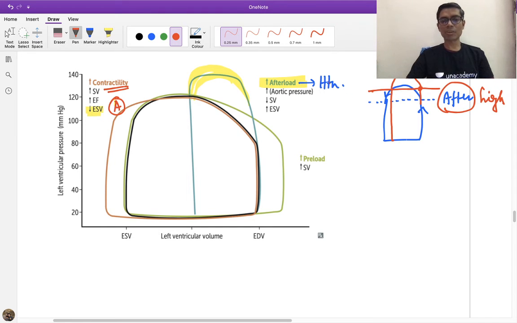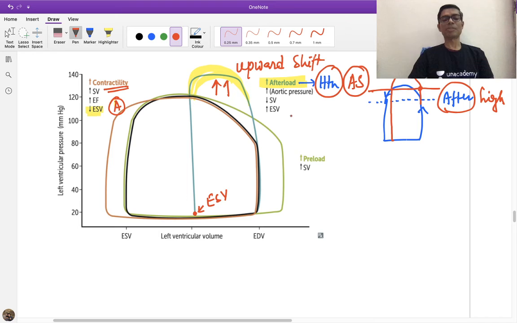In which condition will afterload be high? If the aortic pressure is high, or if the ventricle requires more pressure to open the semilunar valves, like in aortic stenosis. So aortic stenosis and hypertension are the two examples of increased afterload. If there is increased afterload, obviously the stroke volume decreases and end systolic volume increases. Look here, this is the new end systolic volume, which is increased because the stroke volume is less; the ventricle is not able to pump, so end systolic volume increases. This is known as upward shifting of the curve. So please remember, increased afterload means upward shift.